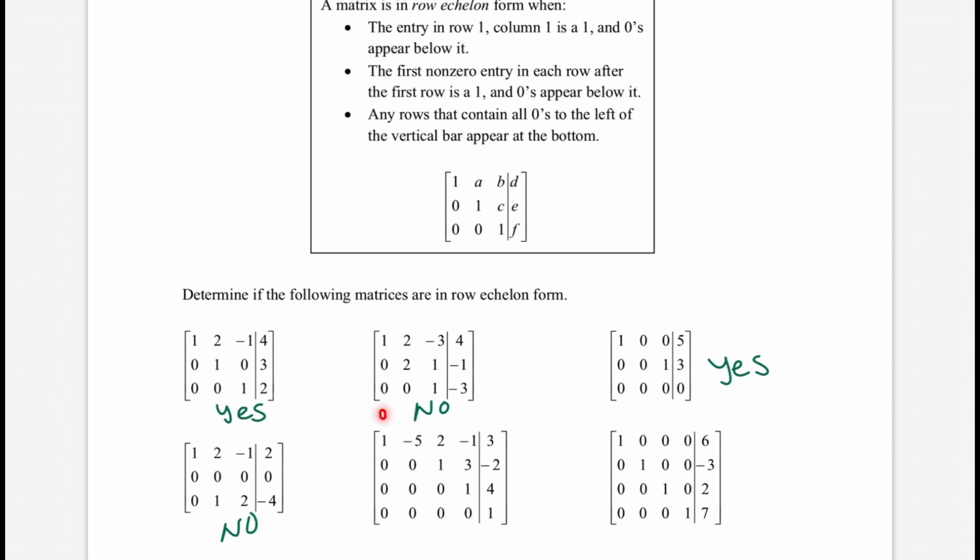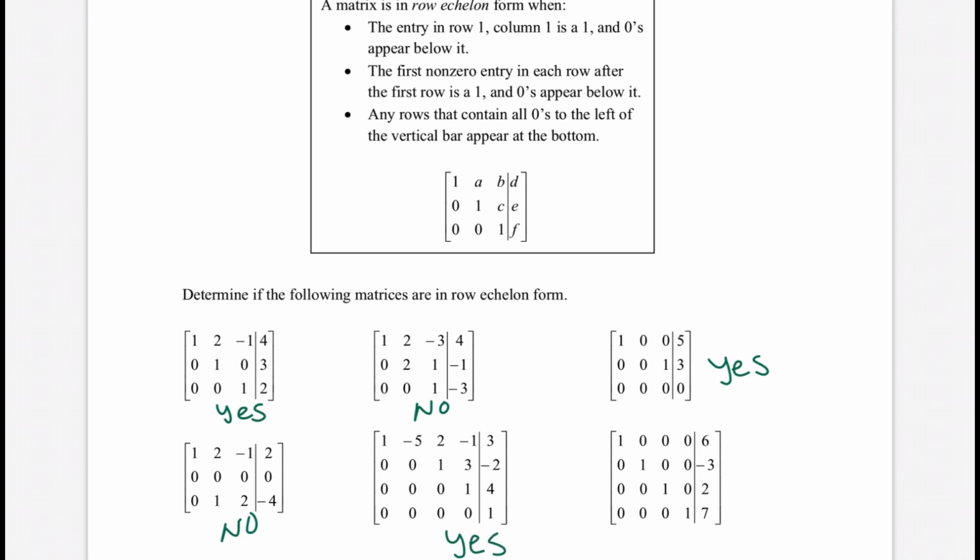Next one, we have a 1 with zeros below it. The first non-zero entry in each row is a 1, and there's zeros below that. And if I have a row with all zeros to the left of the bar, they are at the bottom. So this one, yes, it is.